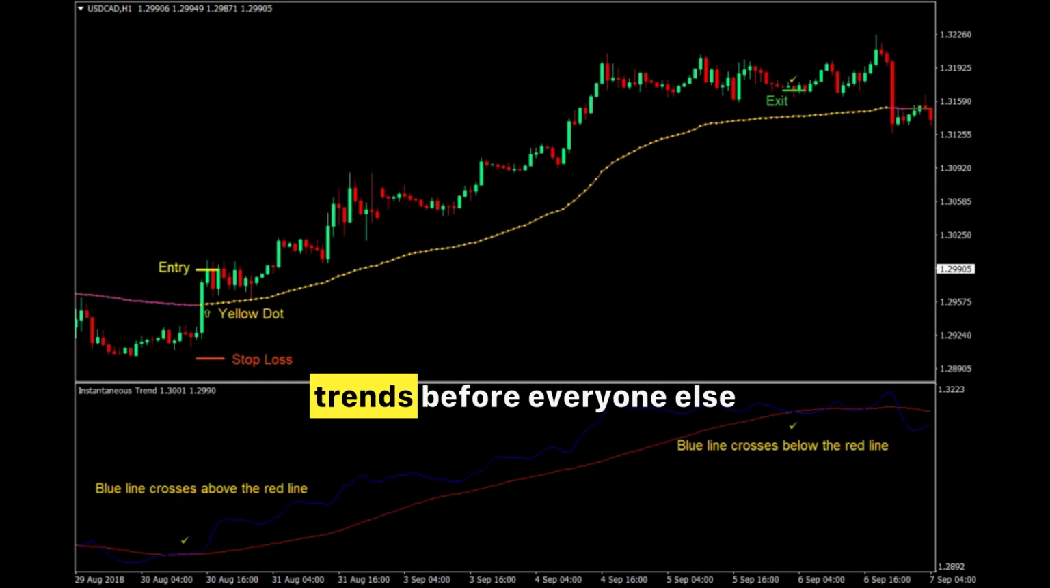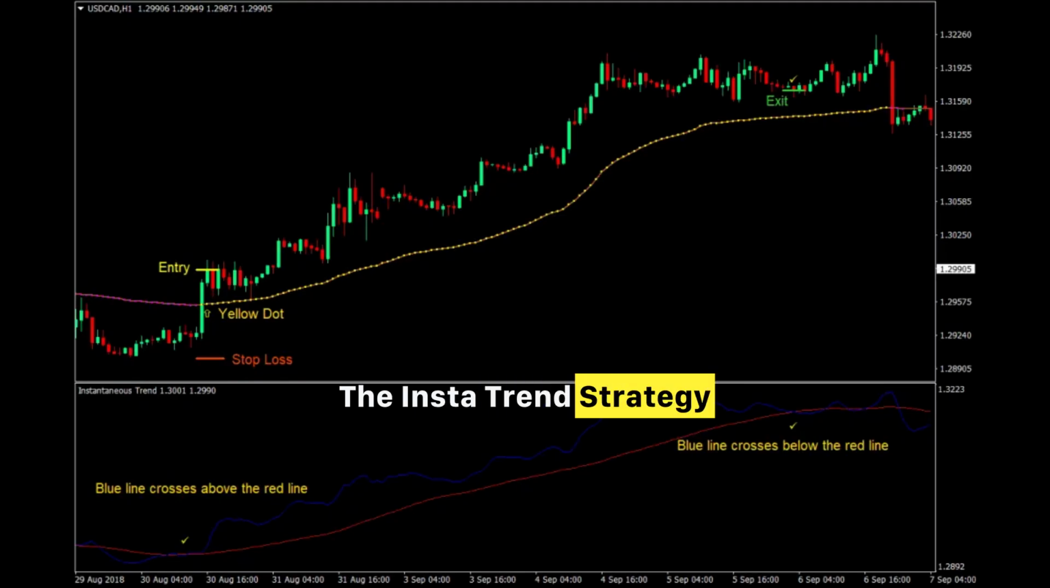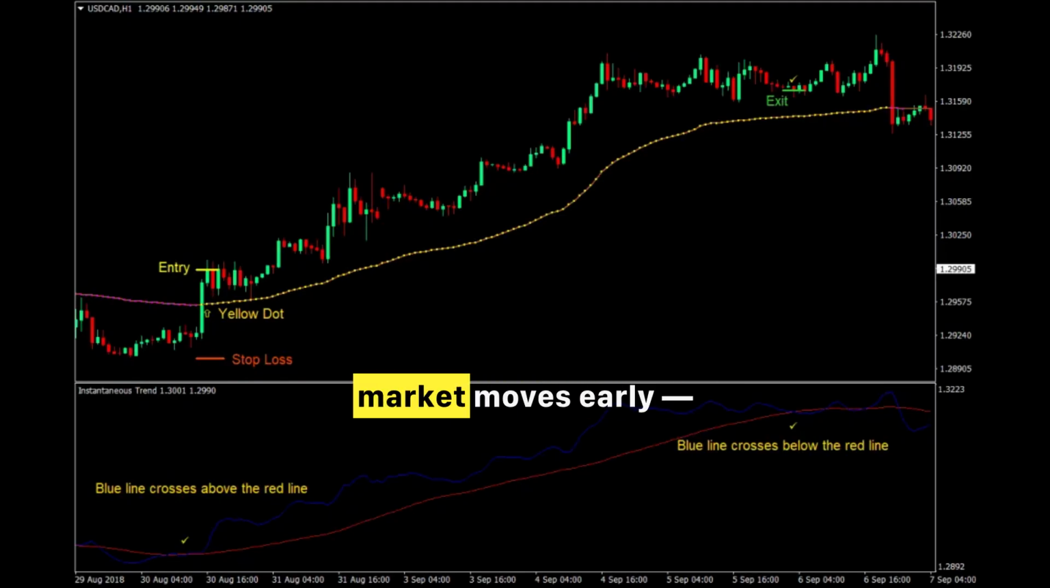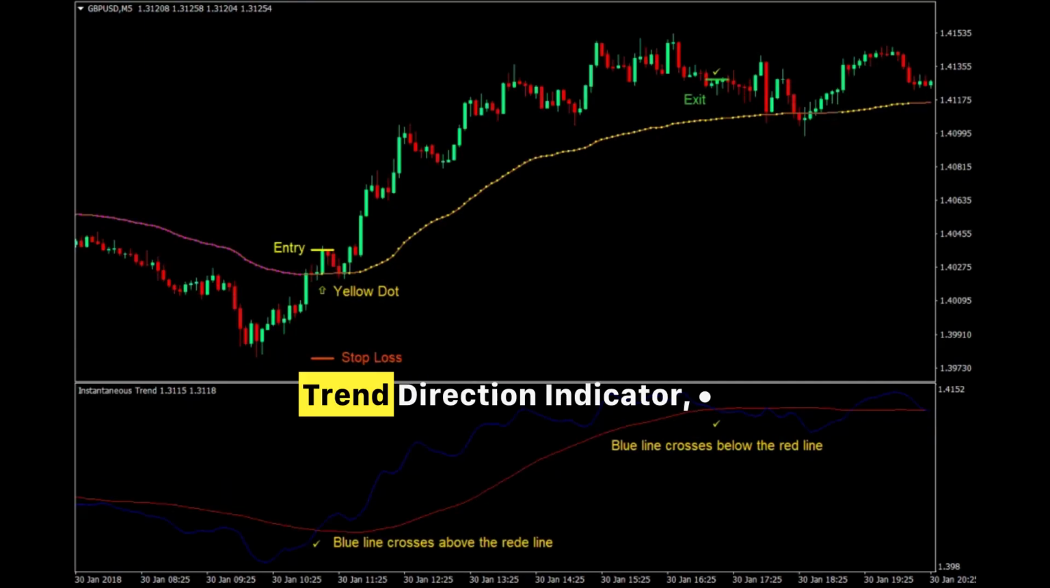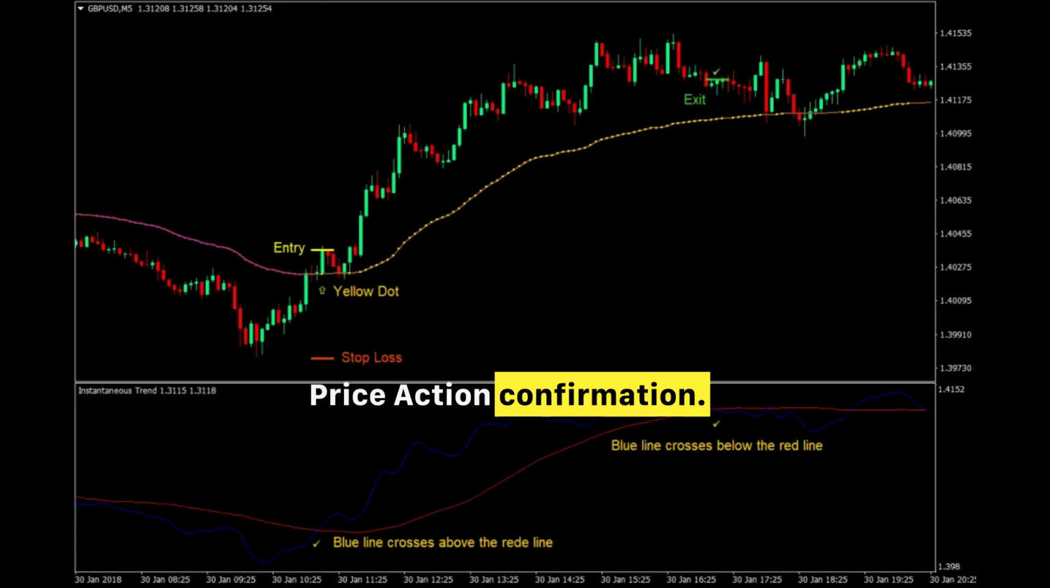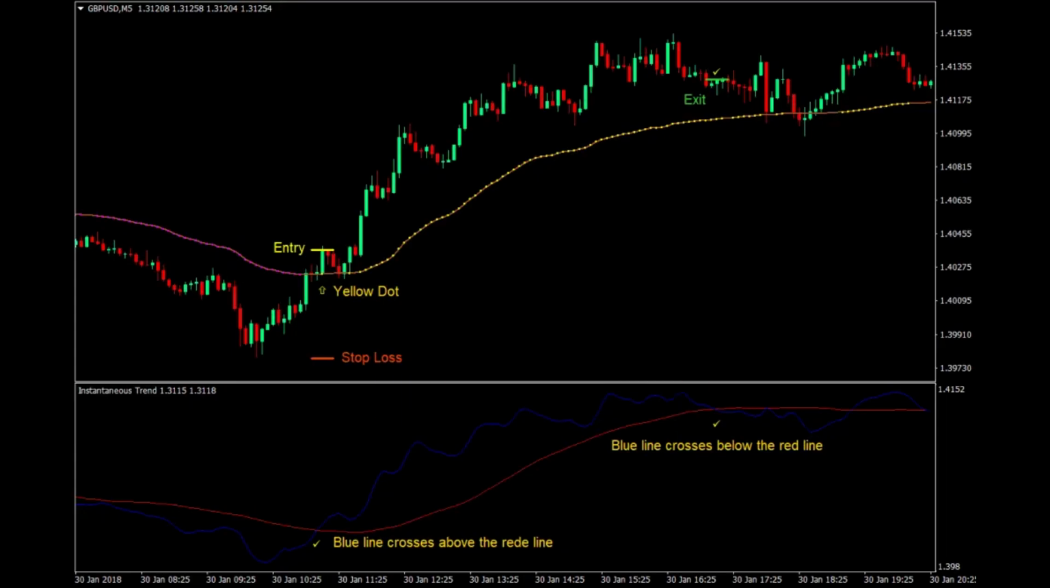Struggling to spot real trends before everyone else jumps in? The Insta Trend strategy gives you a simple way to catch strong market moves early, no guessing. This strategy uses three powerful tools: a trend direction indicator, moving averages, and price action confirmation. It's all about aligning trend direction with clean entries.